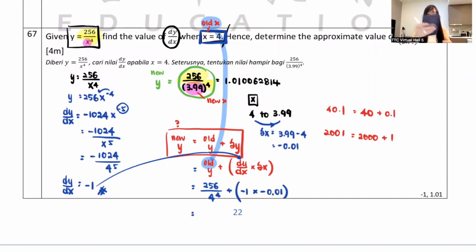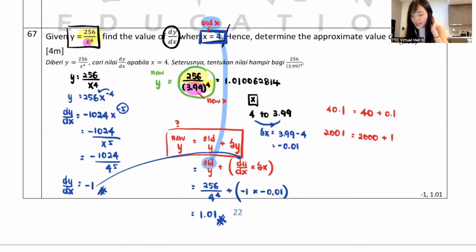Now, moment of truth. Press calculator. 256 divided by 4 power 4. Okay? Plus -1 times negative 0.01. I pressed the whole thing. I got it. 1.01.